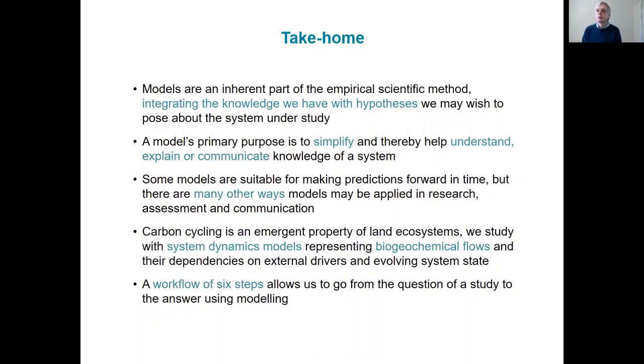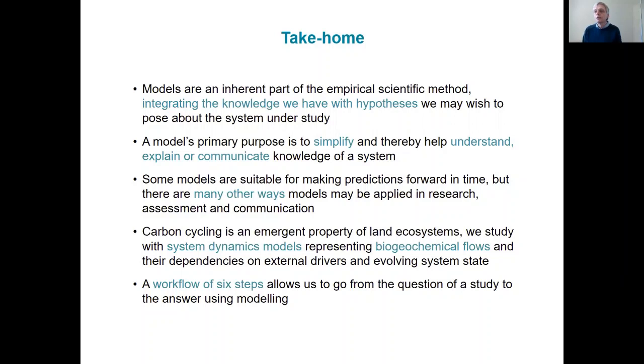Some models, not all models, are suitable for making predictions forward in time, and that's often how we think about modeling, but there are many other ways models can be applied usefully in research and also across the science policy divide in talking with end users. And we'll see examples of many of those in this training course.